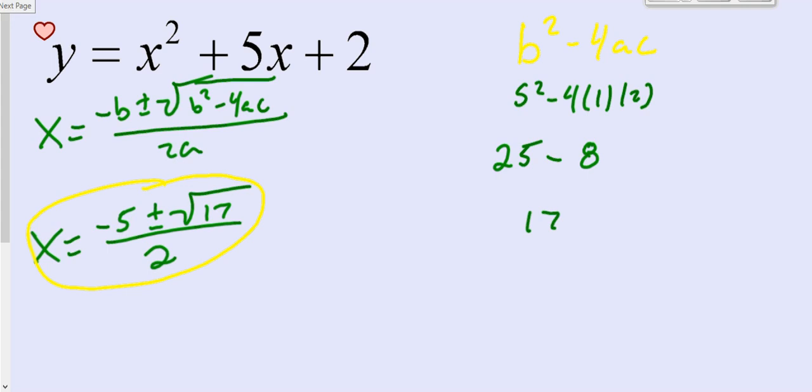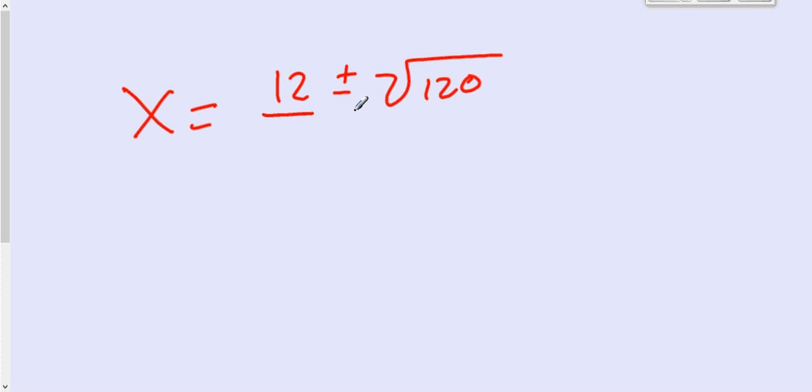So we probably want practice in simplifying those square roots rather than within the overall quadratic formula. So I'm just going to give you a basic one. Let's say we had x equals 12 plus or minus the square root of 120 all over 8.